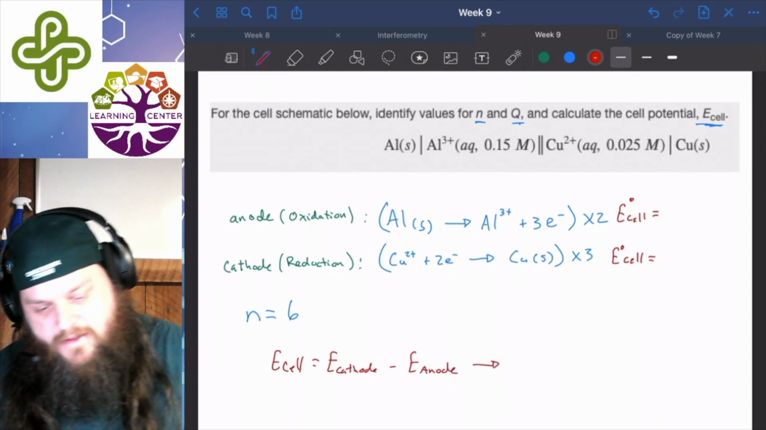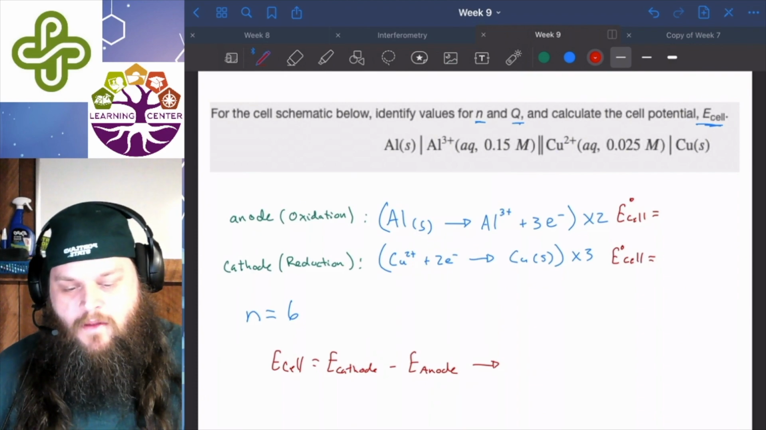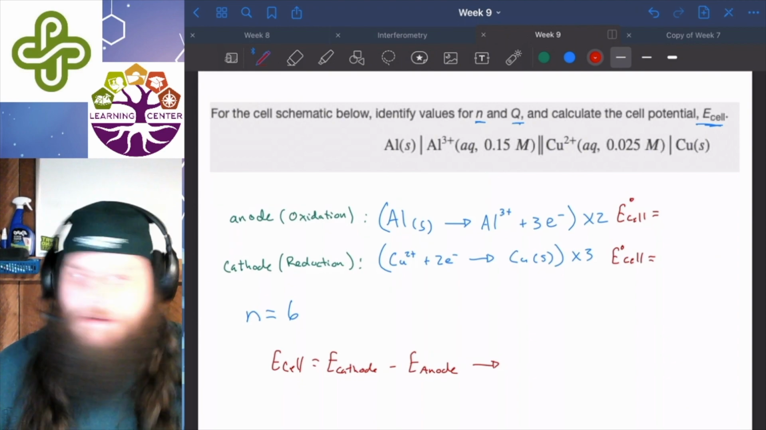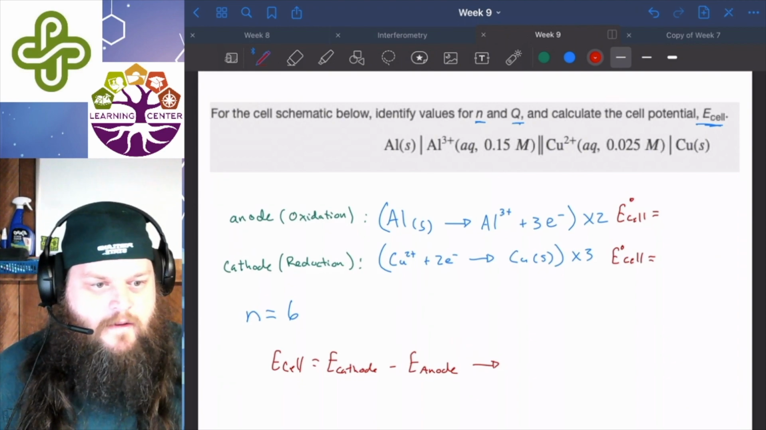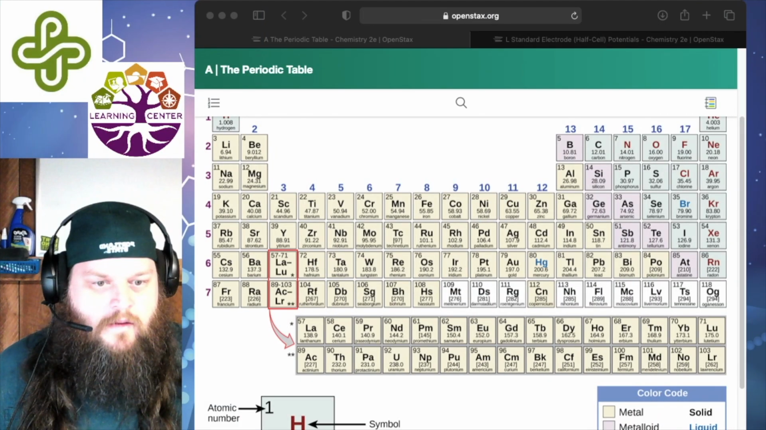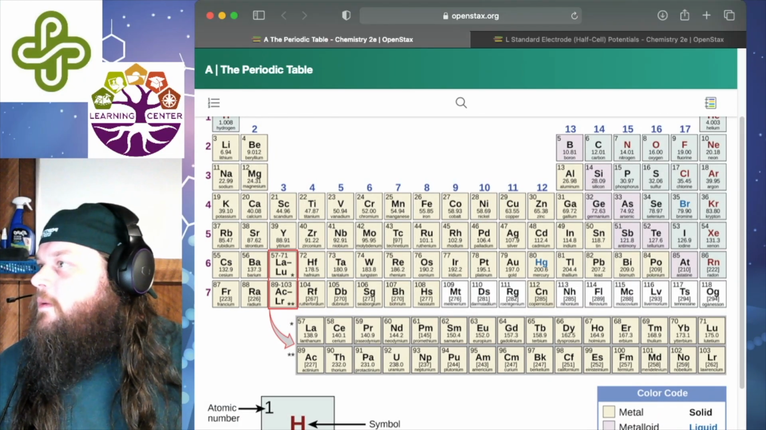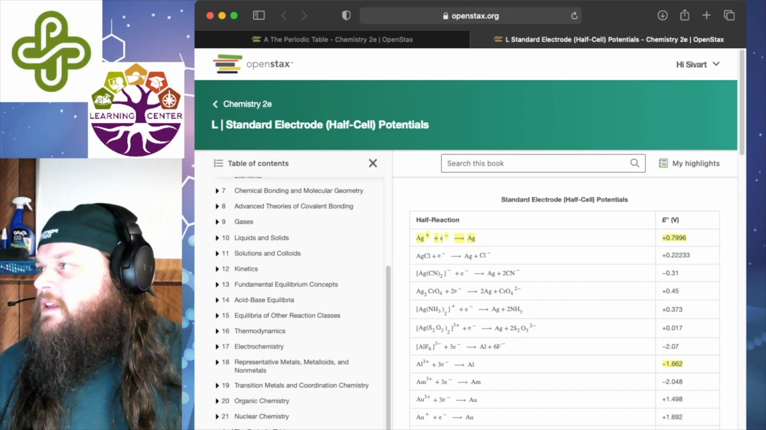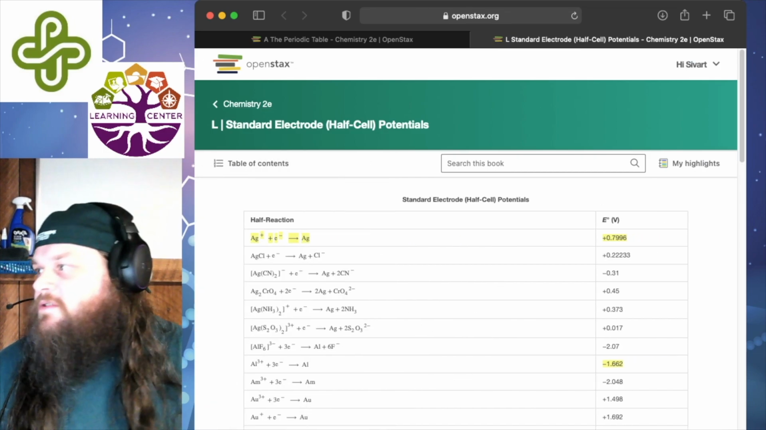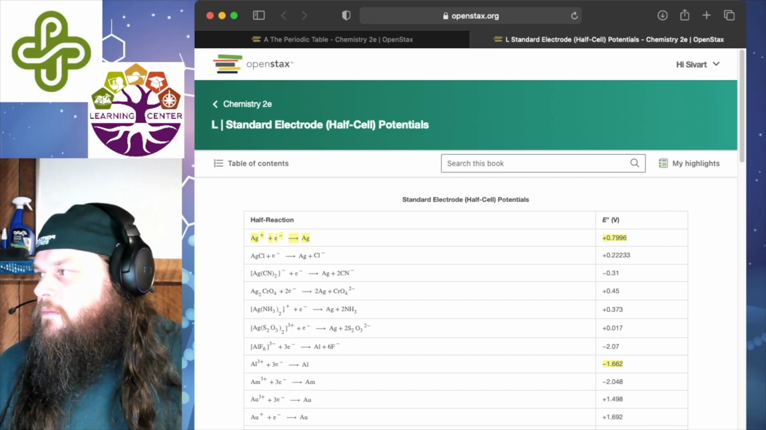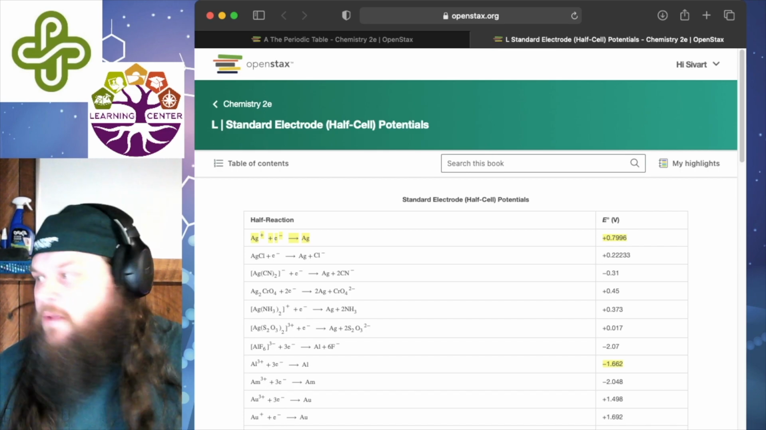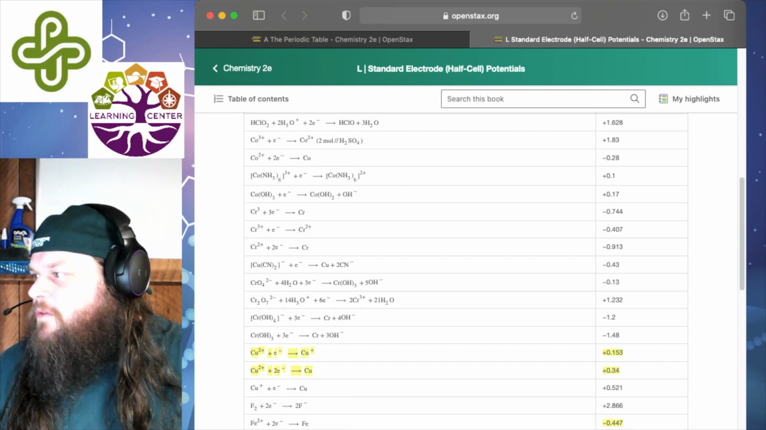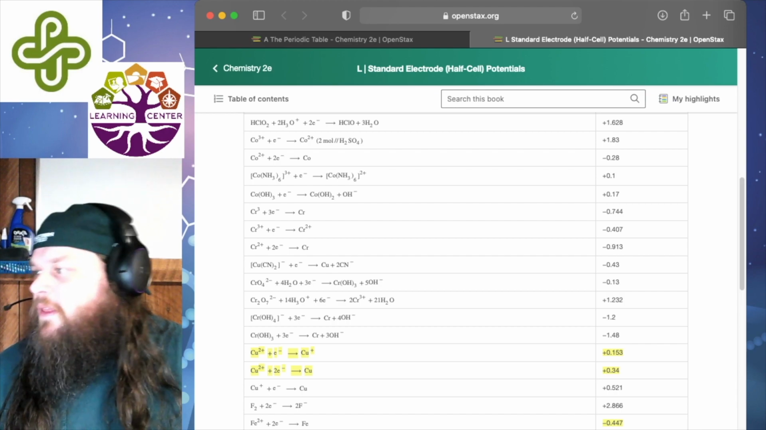So in this case, let's go find out what those are. I'm going to go to the textbook here. Switch it over so you can watch me. Go to the browser. There we are. And so in the textbook, Appendix L has the standard electrode half cell potentials. Listing those out, we're looking for aluminum and copper. So going down, here's copper. There's 2 of them there. There's actually 3. I'm not worried about that third one.